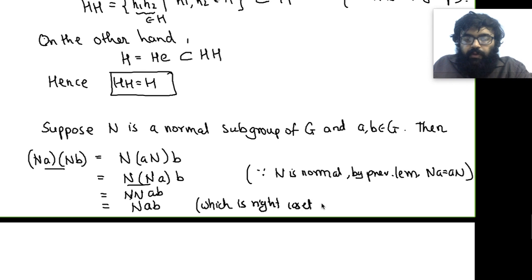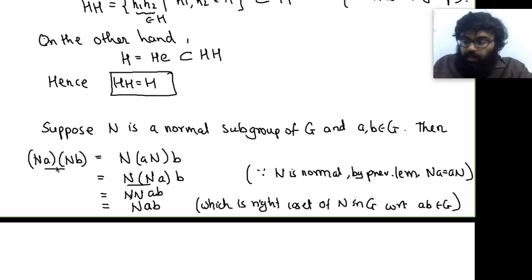Again, right coset of N in G, but this is with respect to AB, where AB belongs to G. So that means I can now multiply two right cosets, NA and NB, if N is normal; otherwise this is not possible. You can see here that AN equals NA, which is not possible otherwise.